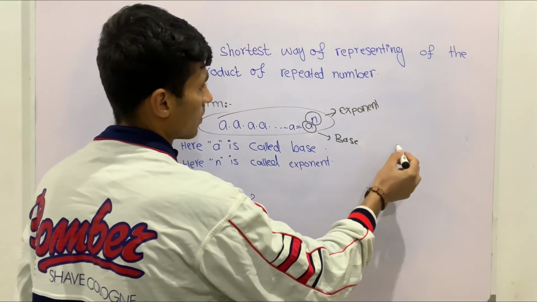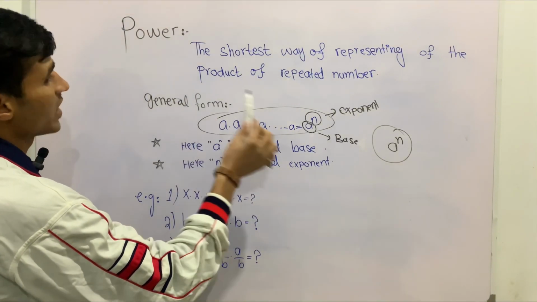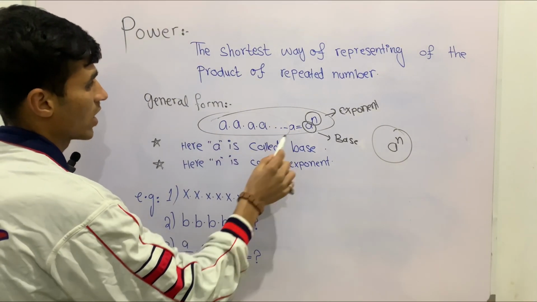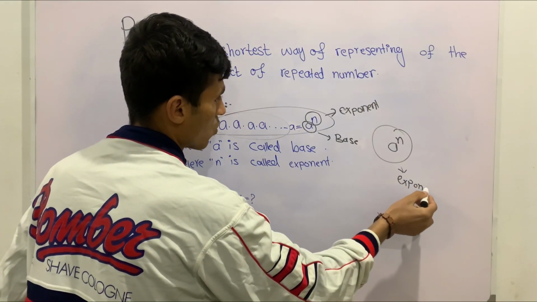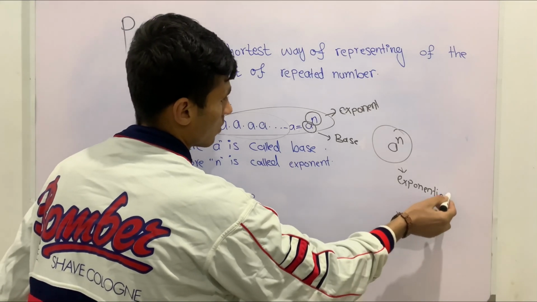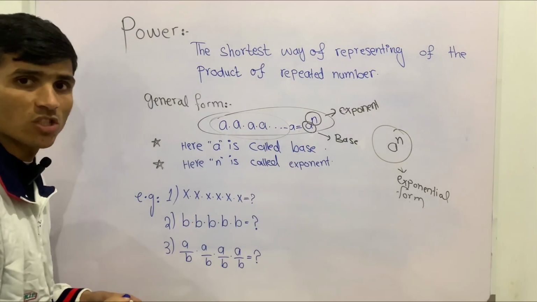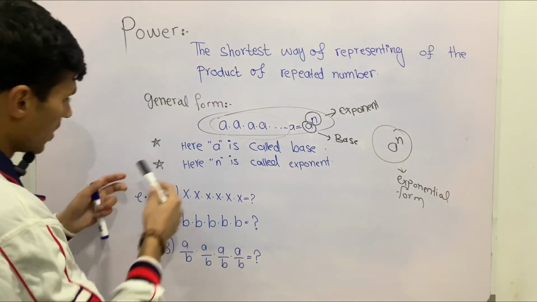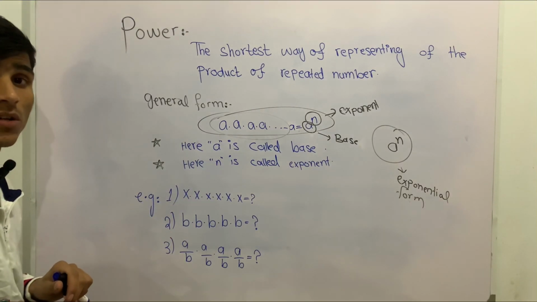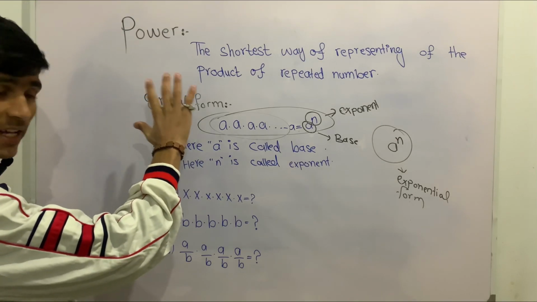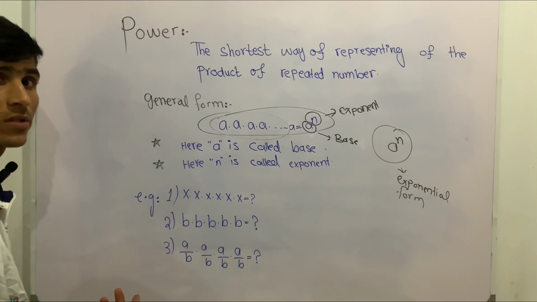This a to the power n is the exponential form. This is the general form, but this is the exponential form. I hope you got it. Let's see some examples so you can understand it clearly. The power could be understood through these examples. I'll try my best to do more examples as well.